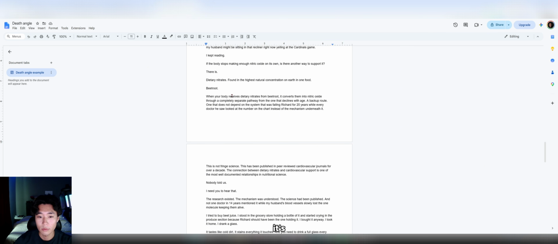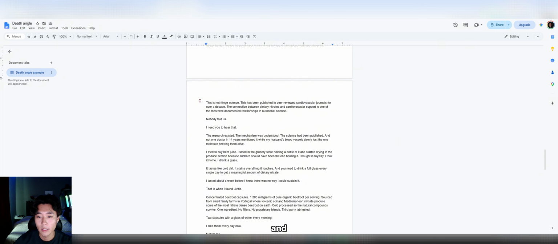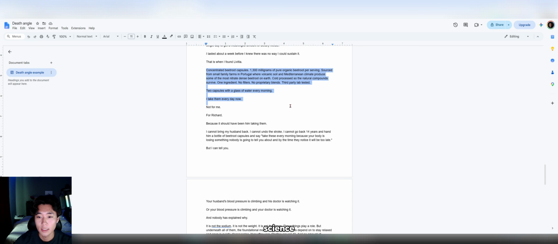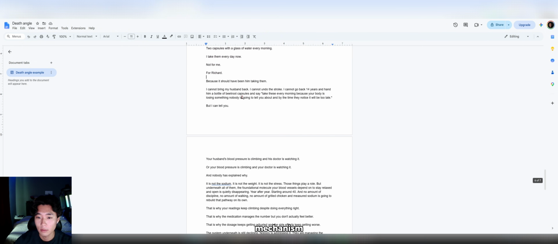And then finally it goes into the actual solution, which is going to be beetroot, but it doesn't mention the product yet, so it's not looking like an ad still. It just says facts about how beetroot actually contributes to these nitrates and all the science behind it. Then it goes into finding our brand. Then it says some science about our brand, the unique mechanism, everything like that.